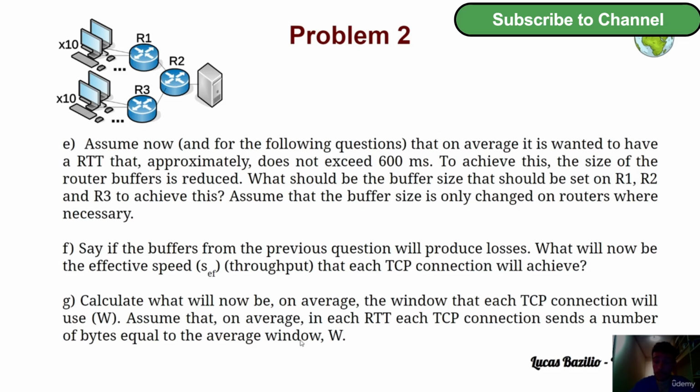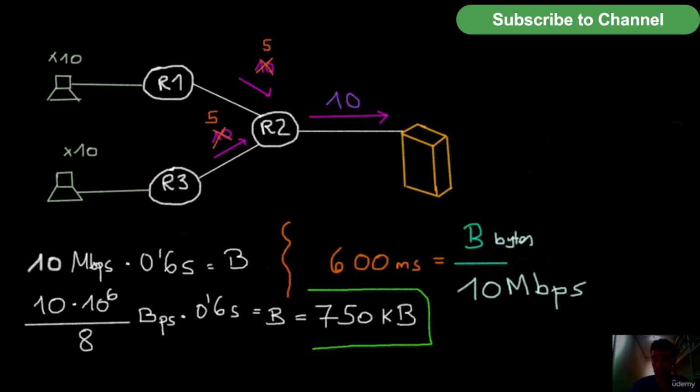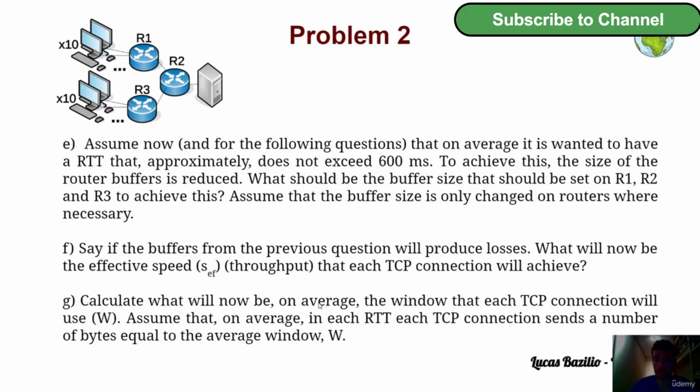To solve this question G, we need to have already solved question E and also question F. Remember that on question E we had an assumption that we needed to follow in the next questions. In question E we calculated the buffer size of router 2, and we saw that the value was 750 kilobytes. Now, with this value, what is going to be on average the window that each TCP connection will use?